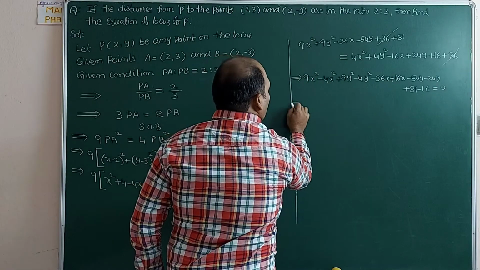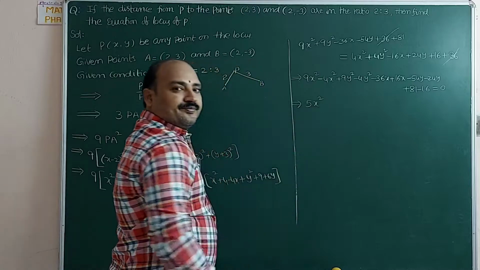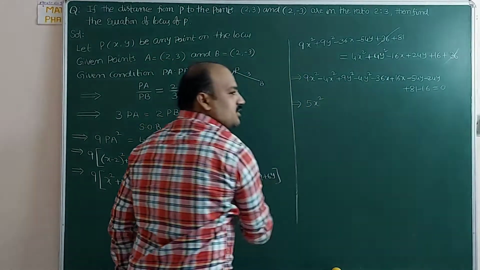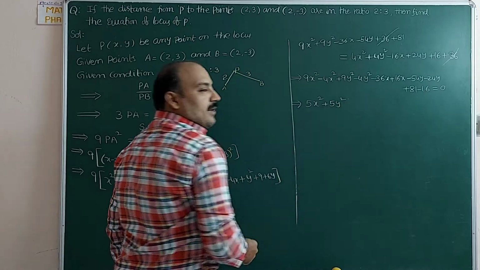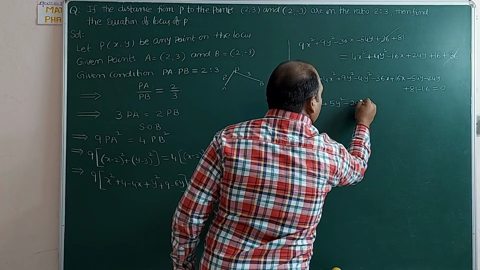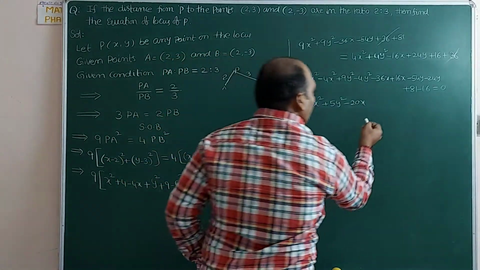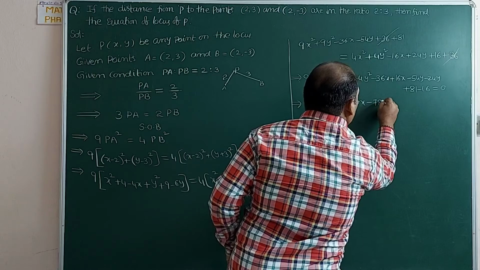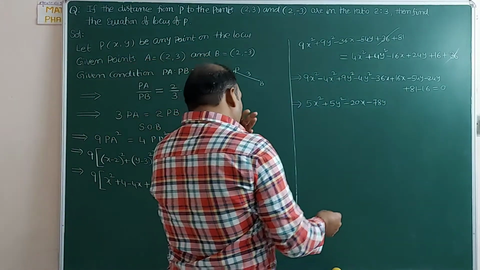So 9x square minus 4x square is 5x square. Next, 9y square minus 4y square is plus 5y square. Minus 36x plus 16x is minus 20x. Minus 54y minus 24y is minus 78y. 81 minus 16 is 65, so plus 65.